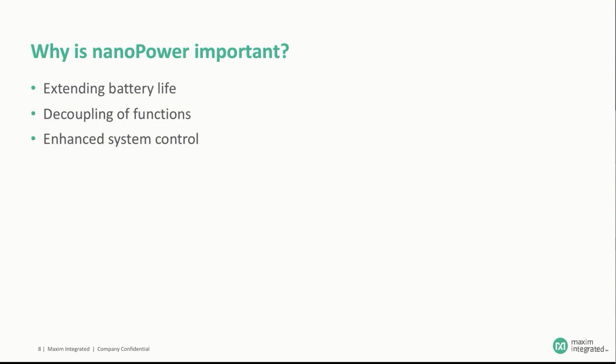There are three critical points that illustrate nanopower's importance. First and foremost, extending battery life. Secondly, nanopower enables a decoupling of functions, allowing for improved system performance. This flies in the face of our conventional thoughts and the trend of integration, but it is a real phenomenon worth understanding. Finally, nanopower allows for enhanced system control. Some examples of how nanopower can be used to provide more control and safety in a system will be shared in later slides.